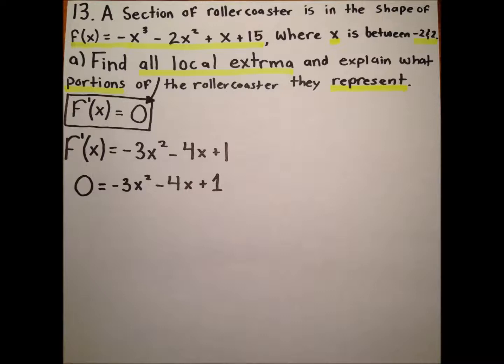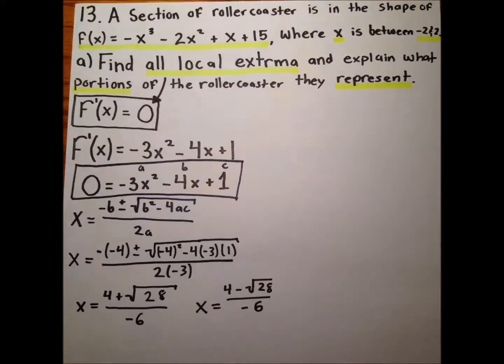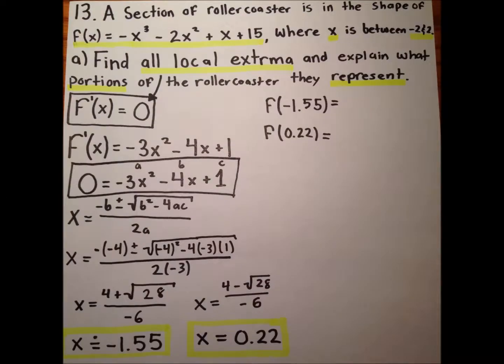Now we must find the roots of the derivative, since we know the derivative at all local extrema is equivalent to 0. To find the roots, we must use quadratic formula. We are left with two answers, where x equals approximately negative 1.55 and x equals approximately 0.22. These are both valid answers as they both are within our domain.